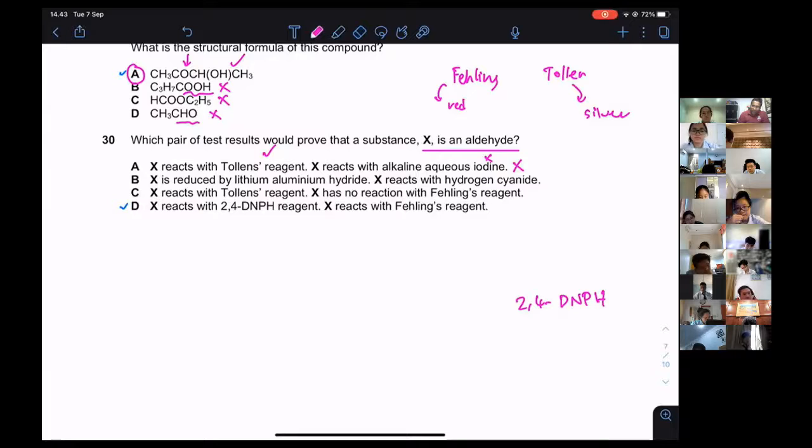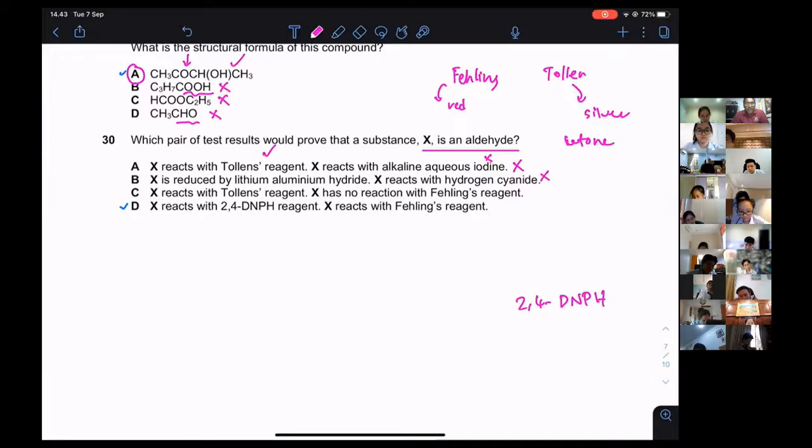So if it is ketone, ketone can be reduced with the lithium aluminium hydride as well, to give you secondary alcohol. And ketone can react with hydrogen cyanide. So you cannot say the test at B is going to prove that this is going to be aldehyde. They can also be ketone. Okay, so it's not going to be correct.